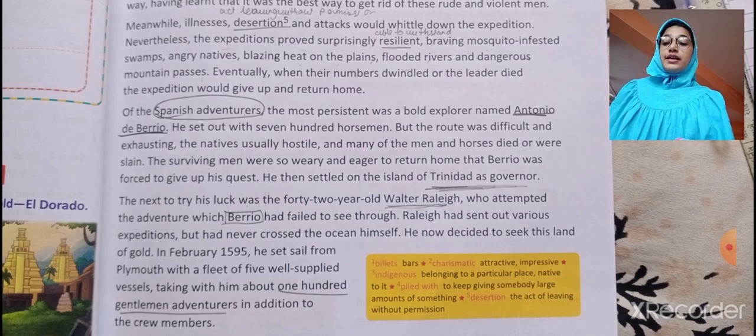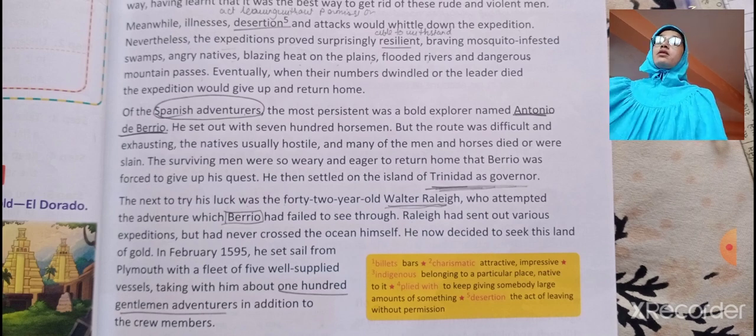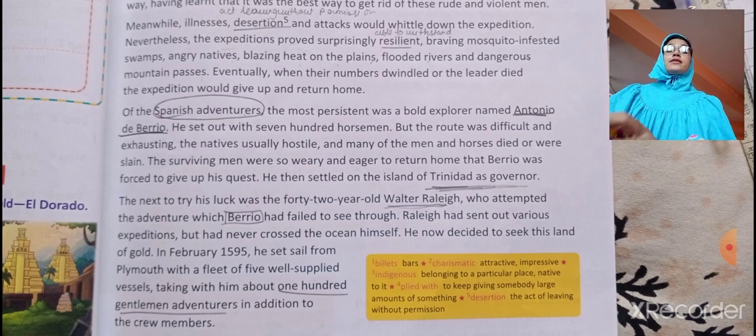He now decided to seek this land of gold. In February 1595, he set sail from Plymouth with a fleet of five well-supplied vessels, taking with him about 100 gentlemen adventurers in addition to crew members.